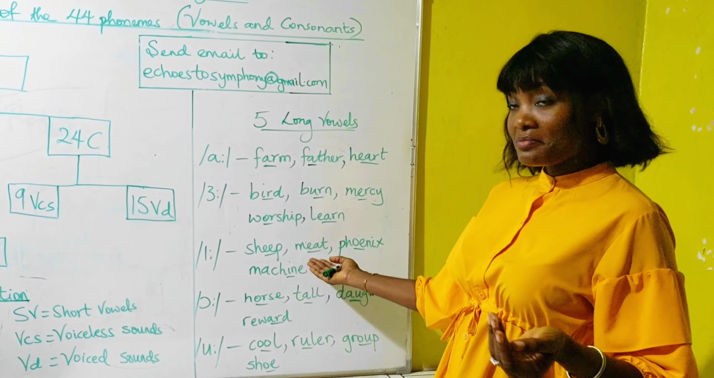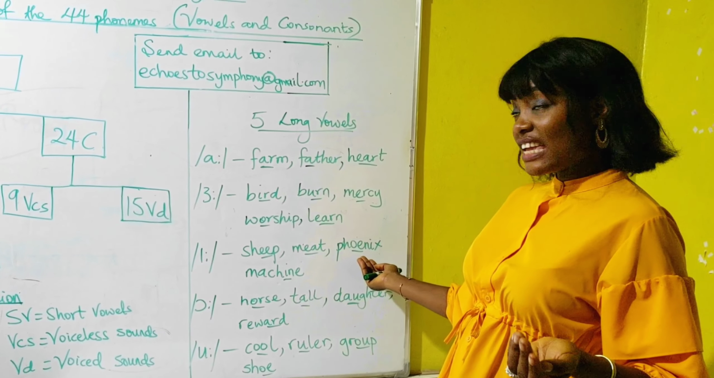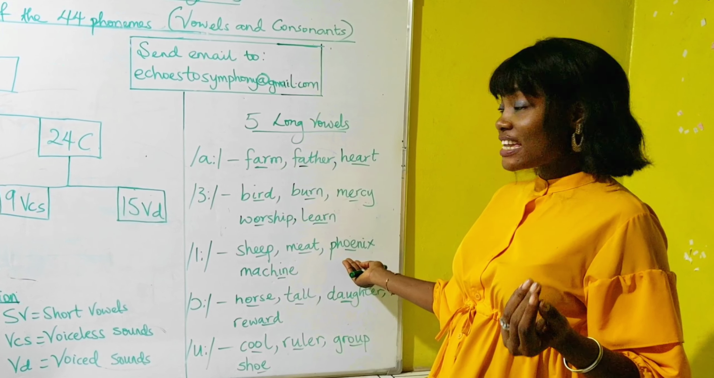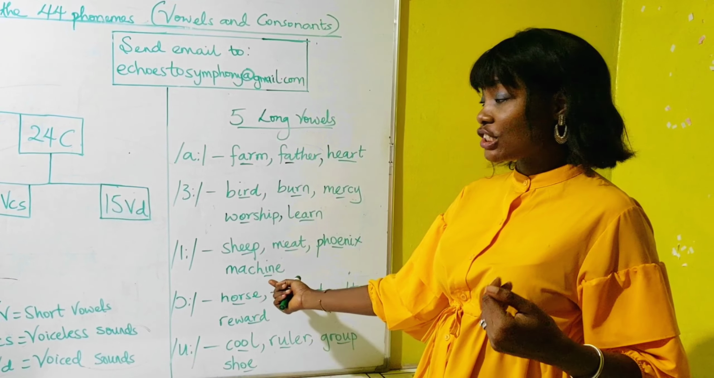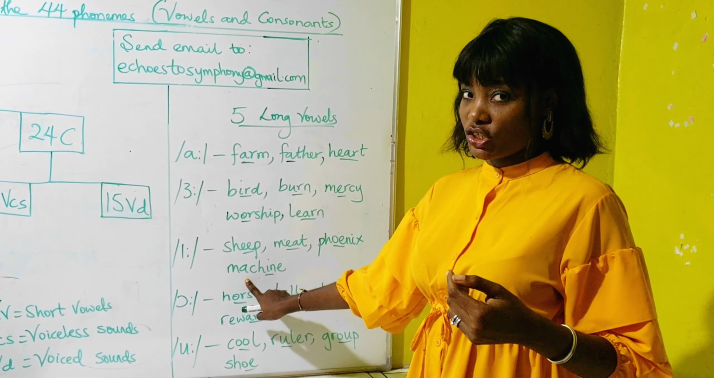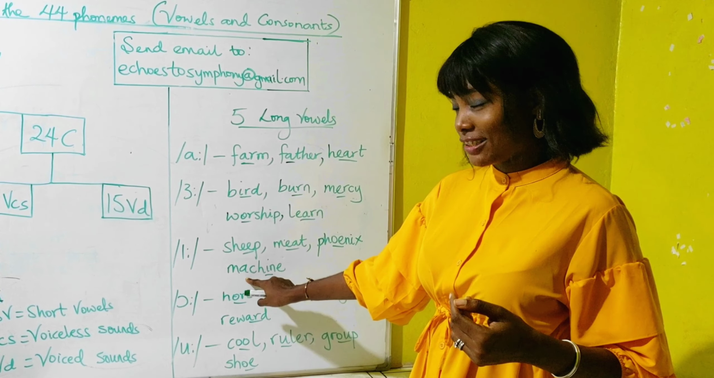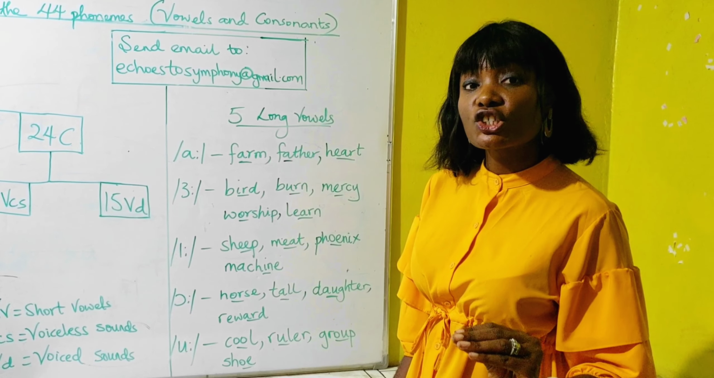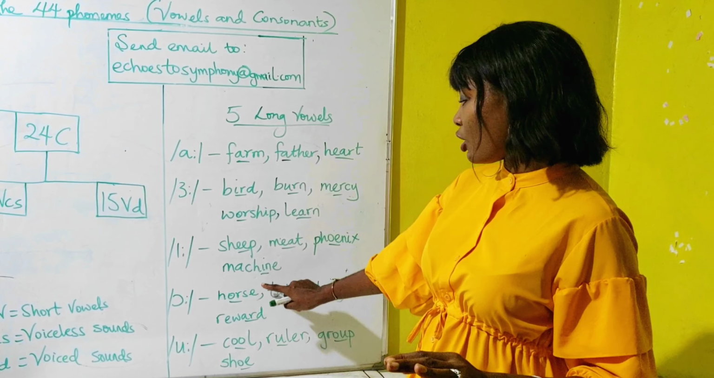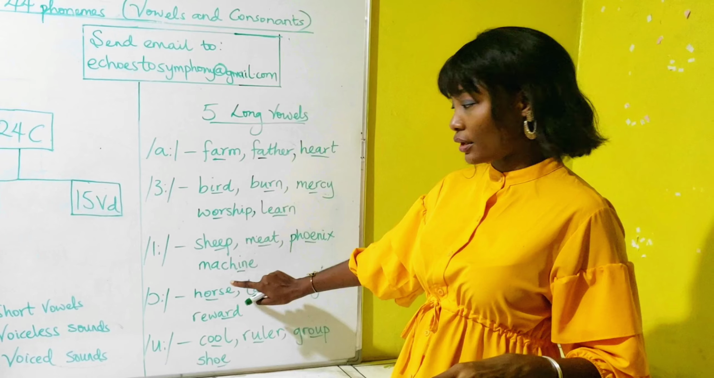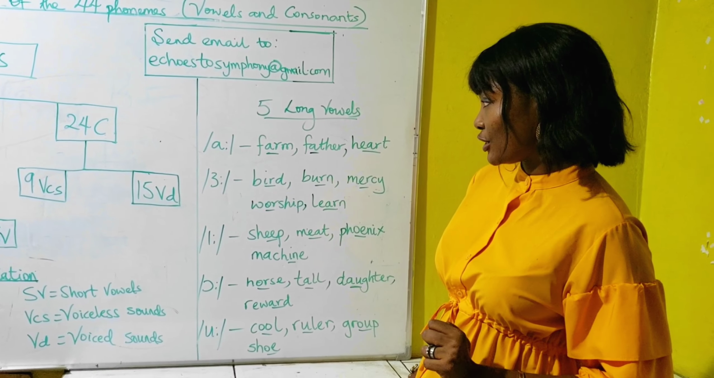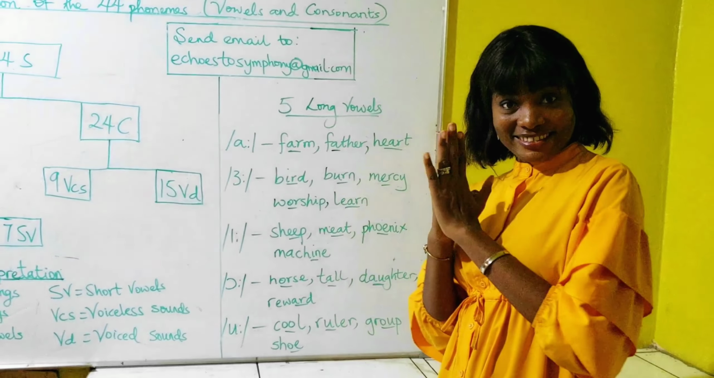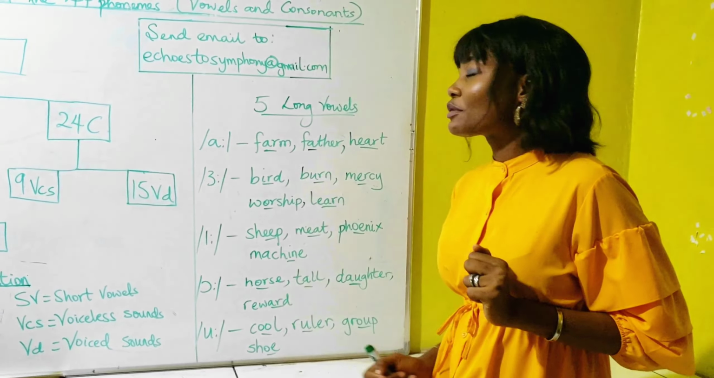Sheep. Meat. Phoenix. Machine. Please note, I didn't say machine or machine. No, it's machine. But our stress or our focus rather is on the E sound. Machine. Very good. We've treated 3 long sounds. Well done. Okay, so we move to the next one.